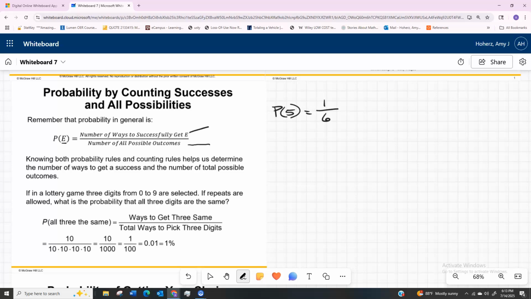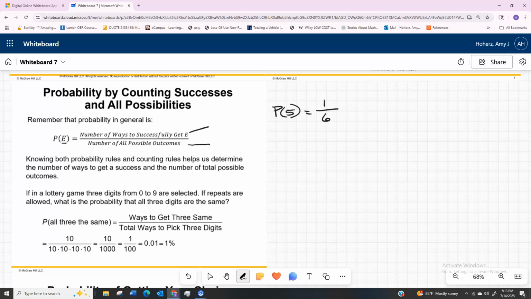Now, knowing the probability rules and the counting rules helps us determine these 2 items. So we're going to look at this first one. We won't use permutations and combinations yet, but we will on the next one. And this section is basically just 4 examples using what we've already learned.